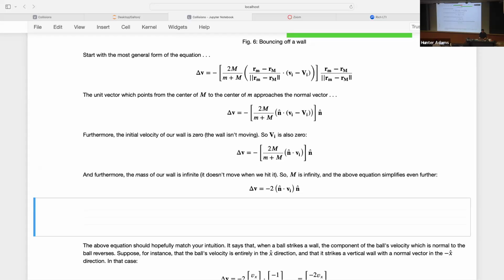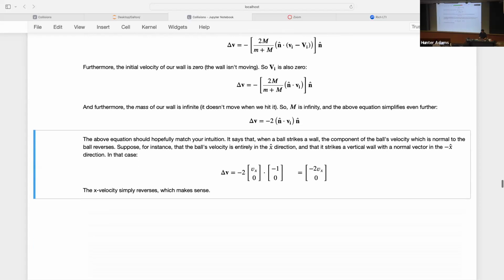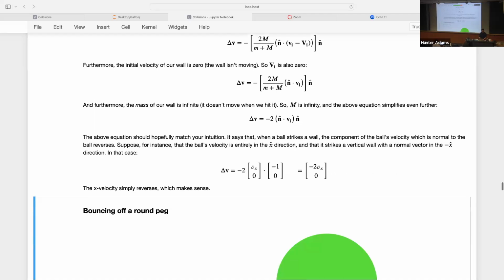And you can do a quick sanity check here. Let's imagine that I have a ball coming in towards the wall with an x velocity. What's the velocity that I leave with? This just illustrates that, as should match your intuition, it just reverses. It bounces off, boing, right?